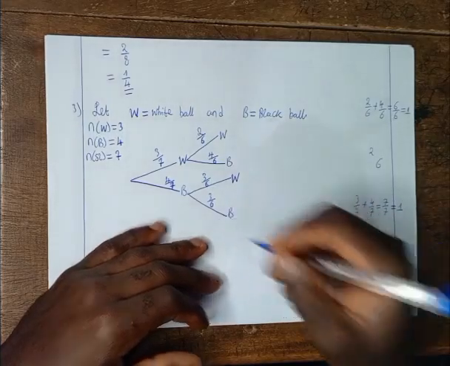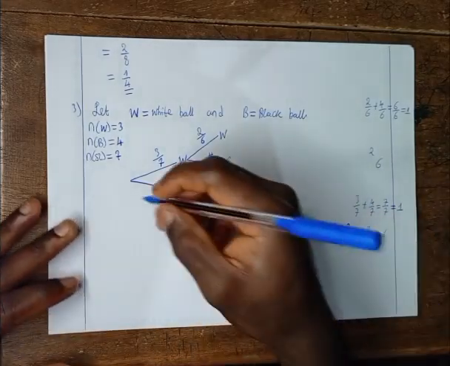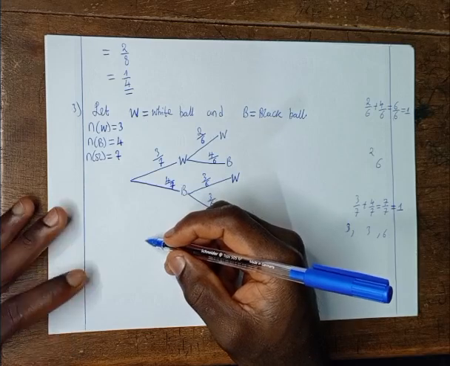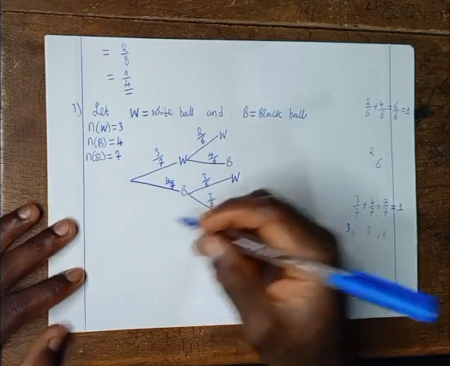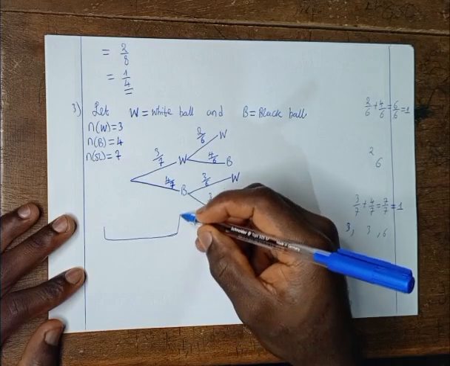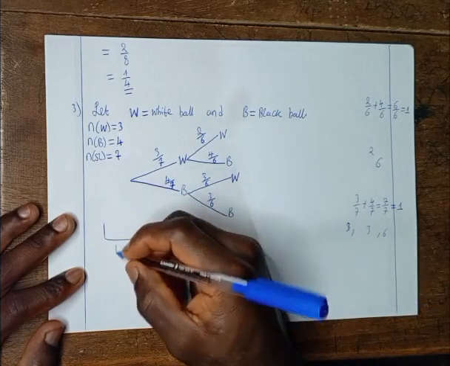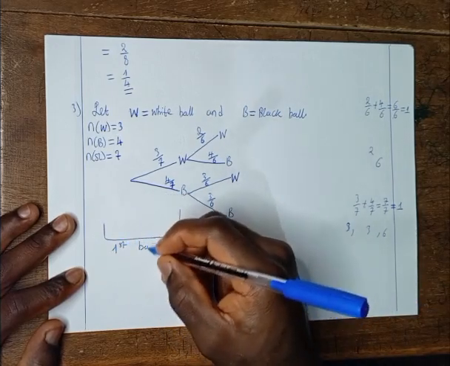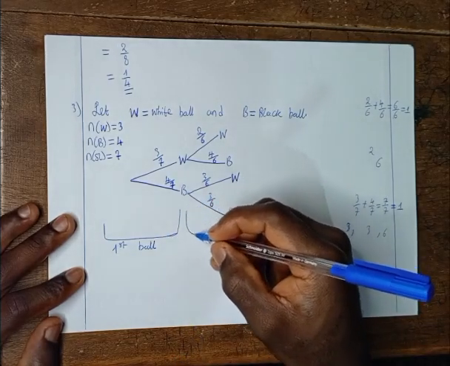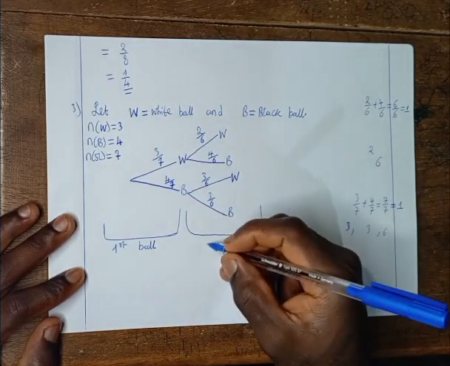Now, we are done with our tree diagram. This first one is for the first removal, for the first ball which is removed, and these other branches, therefore, are for the second ball.